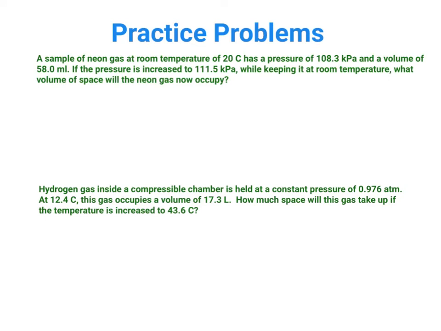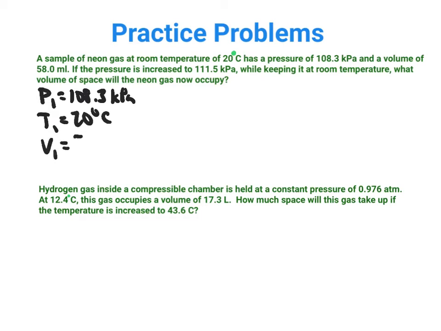The first one says a sample of neon gas at room temperature of 20 degrees C has a pressure of 108.3 kilopascals and a volume of 58.0 mL. So we have P1, we'll write them all out. P1 is 108.3 kPa. We have T1, it's 20 degrees C, and we have V1 is 58.0 mL.